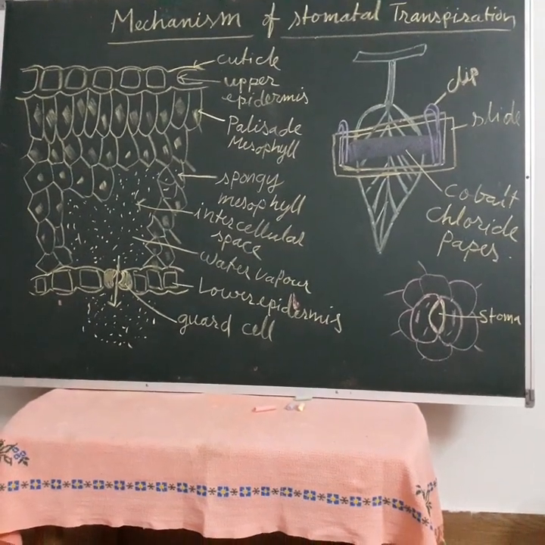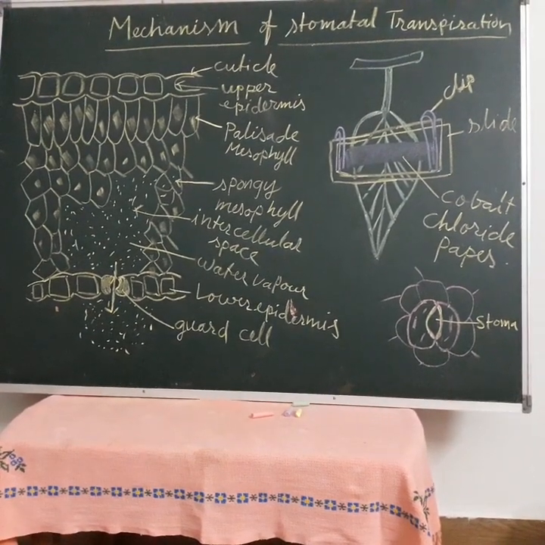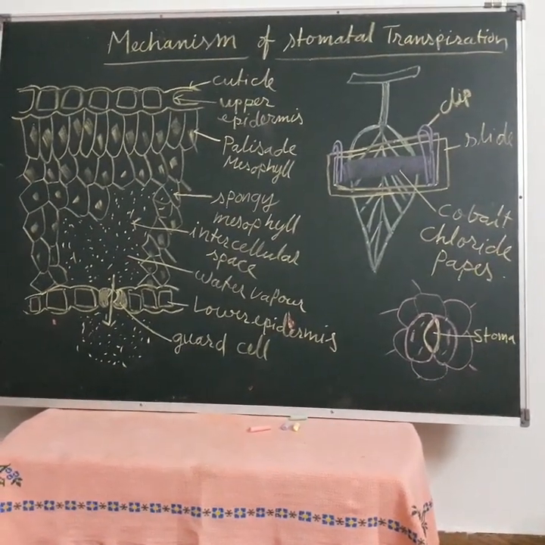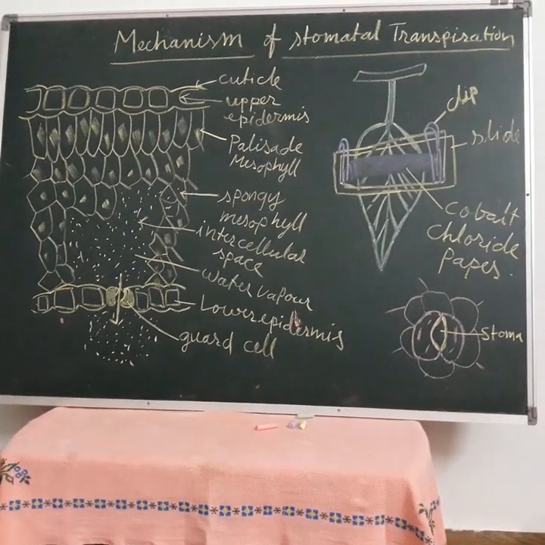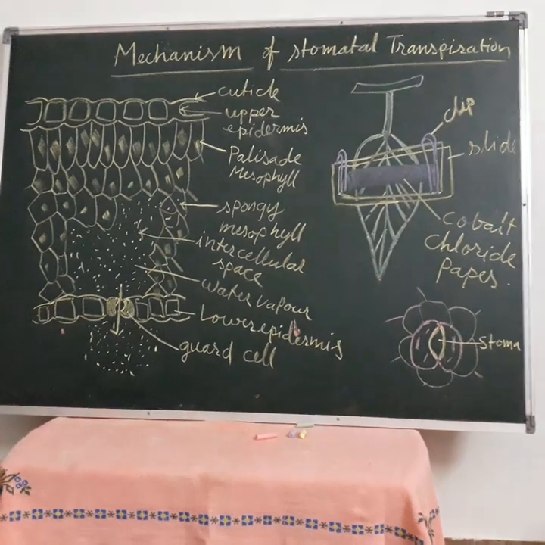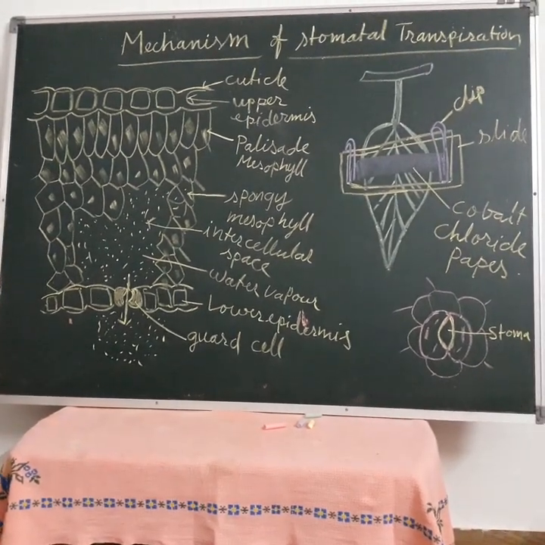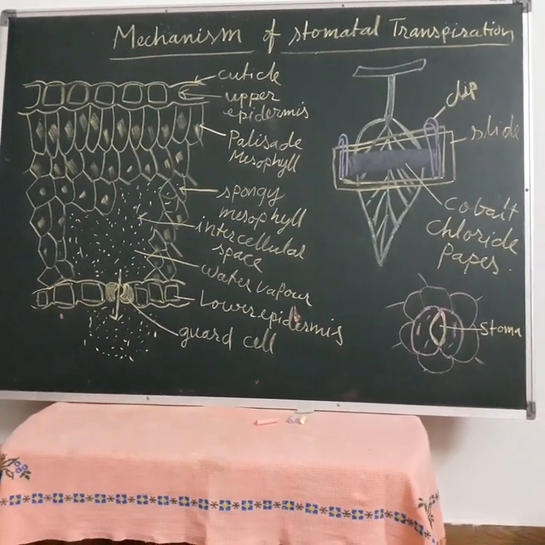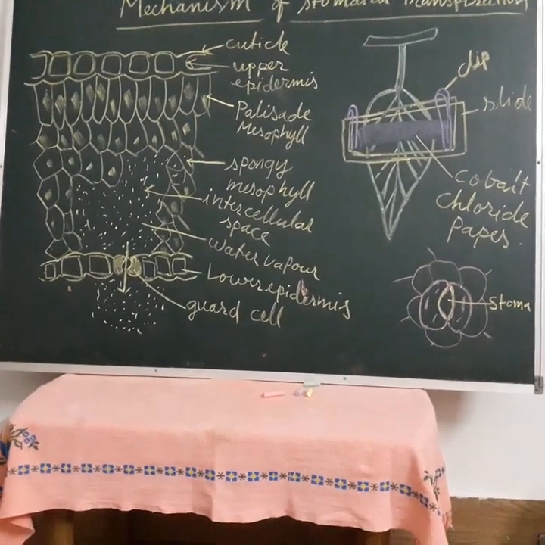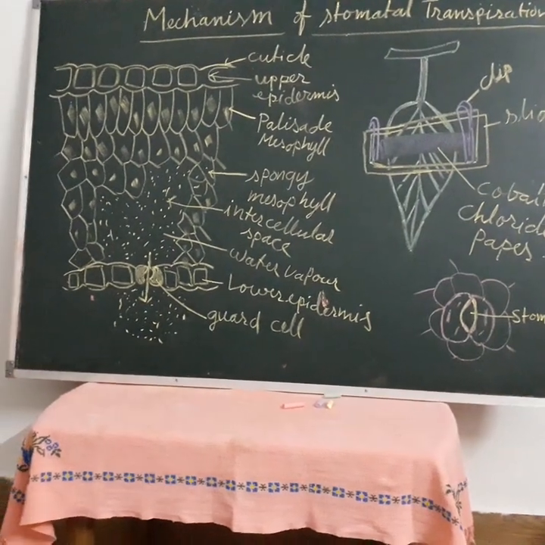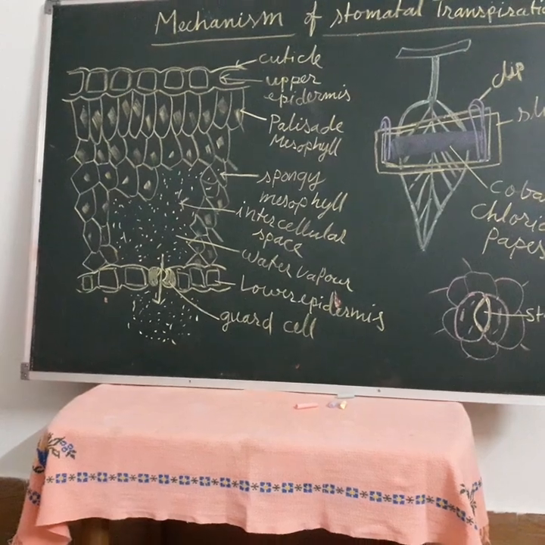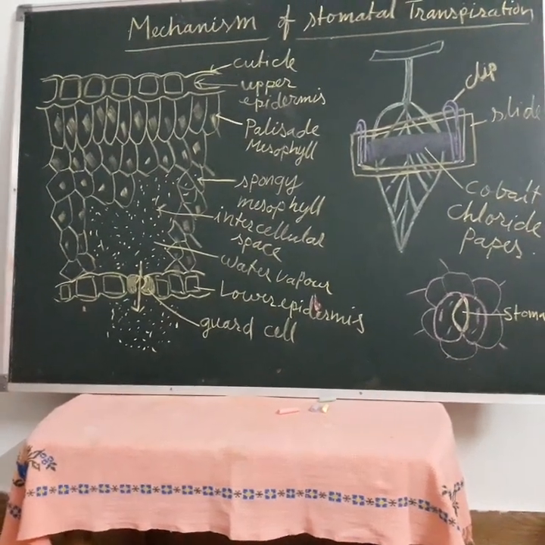Next, adaptations in plants to reduce excessive transpiration. Here also you will sometimes be asked to write the adaptations of the leaf to reduce transpiration. First, sunken stomata. The stomata may be sunken or covered by hairs so that it will reduce the rate of transpiration. Example, nerium.